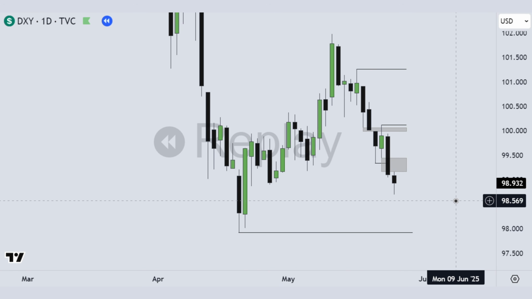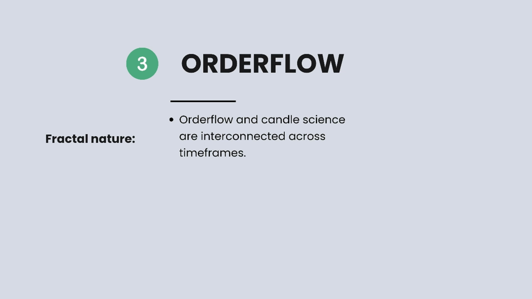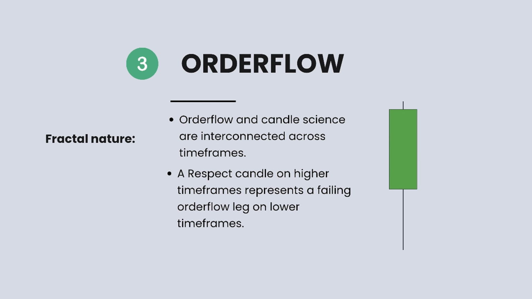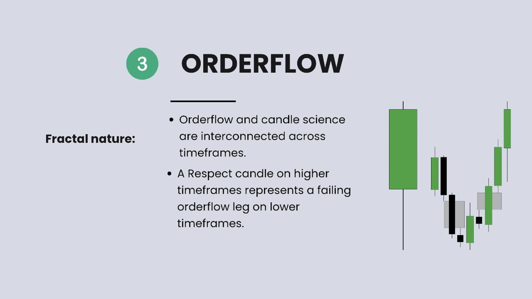Let's keep going. Order flow and candle science are interconnected across time frames. A respect candle on higher time frames represents a failing order flow leg on lower time frames. For example, a bullish respect candle indicates a bearish leg flipped into a bullish leg.